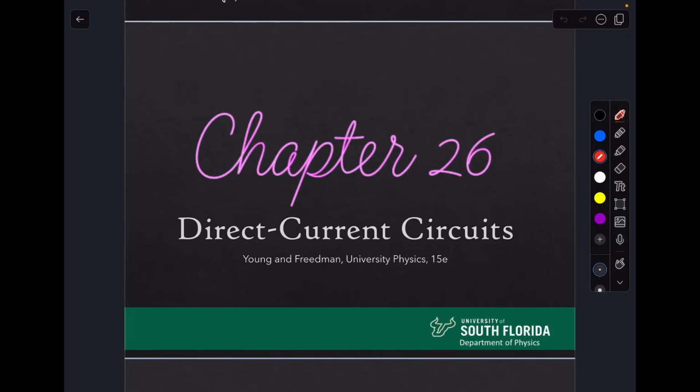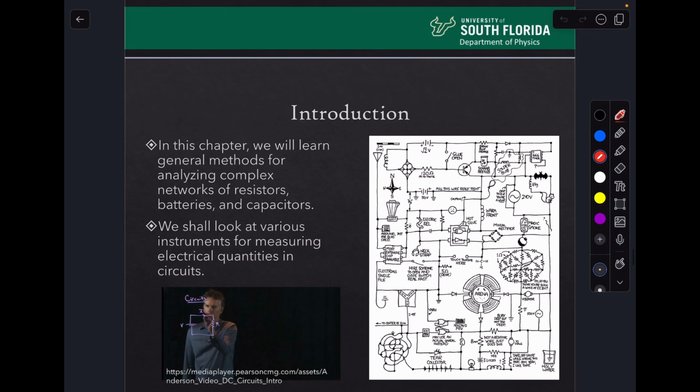We were just introduced to the definition of current and circuits and circuit elements like resistors, batteries, and in chapter 24, capacitors. So we're going to combine all these items together and look at some ways to analyze circuits and problem-solving methods to solve circuit problems in this chapter.